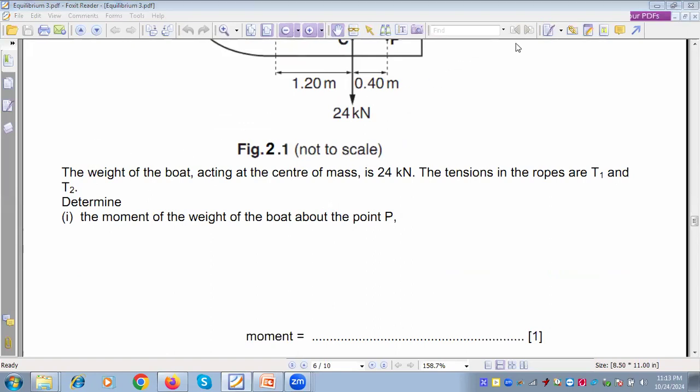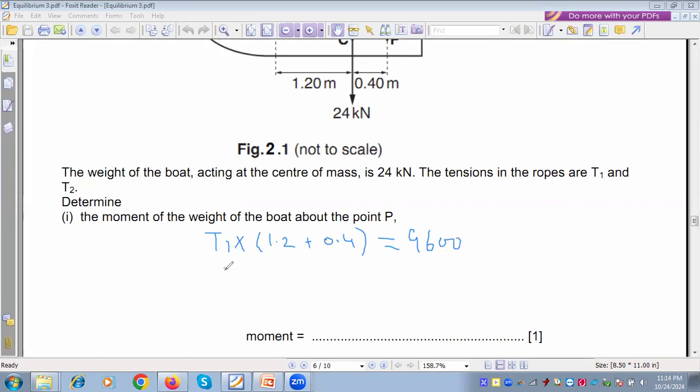So we can solve it here. T1, what is the distance of T1 from the pivot? We have to add these two: 1.2 plus 0.4 means 1.6, equals the moment caused by the weight. That was already calculated, and that is 9600.